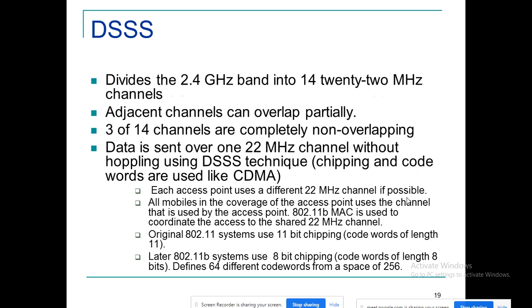Okay, so DSSS. The first one is FHSS, this was DSSS. So how many channels? It's going to work with 14 22 megahertz channels. Okay, 14 22 megahertz channels. 14 into 22. So here a maximum of 3 channels will not overlap. So that's the point. What could be the maximum covering range for this? Up to the access point only it could perform. Right? So what is the default chip code they will use? 8 bits.